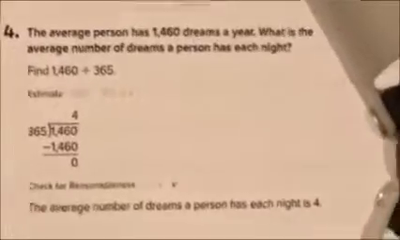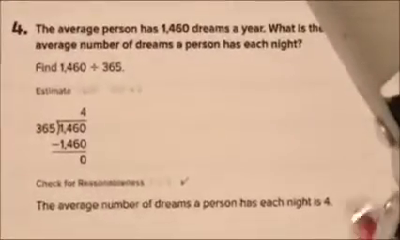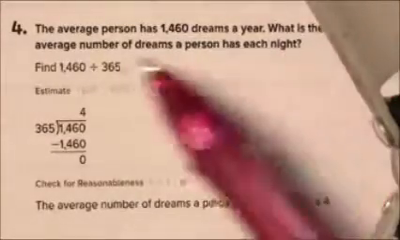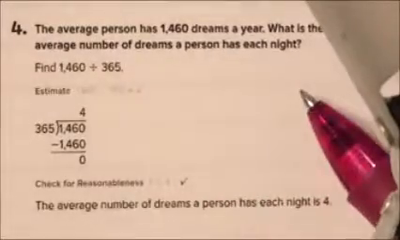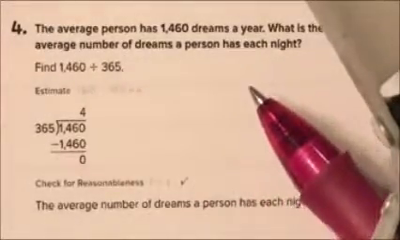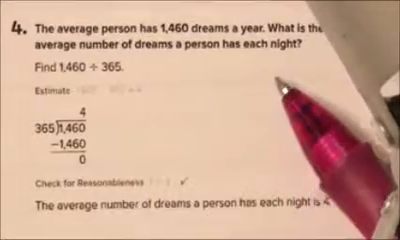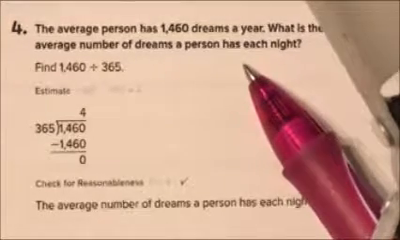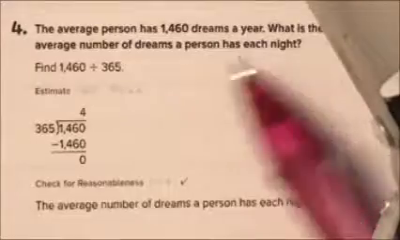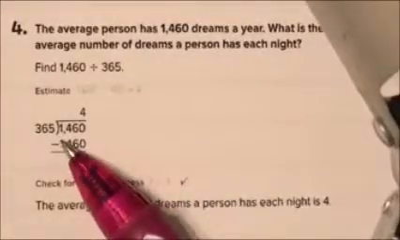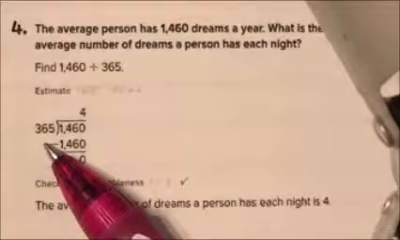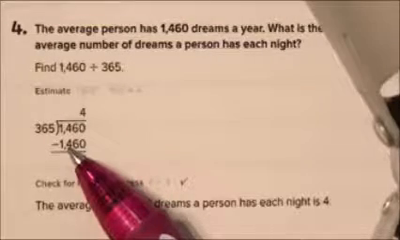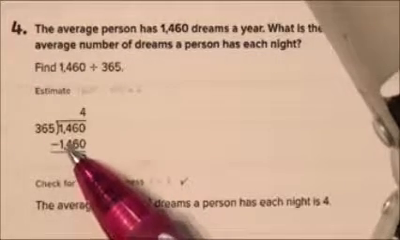Then I have example number 4. Example number 4 says the average person has 1,460 dreams a year. What is the average number of dreams a person has each night? Okay, so the first thing I want to figure out is, how many days are there in a year? Well, there's 365 days in most years, right? Except leap years, and then there's 366. Okay, but we're going to look at 365. So I'm going to take 1,460 and divide it by 365. Okay, this will tell me how many dreams a person has on average per day.